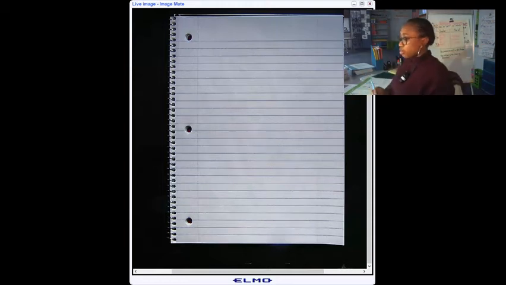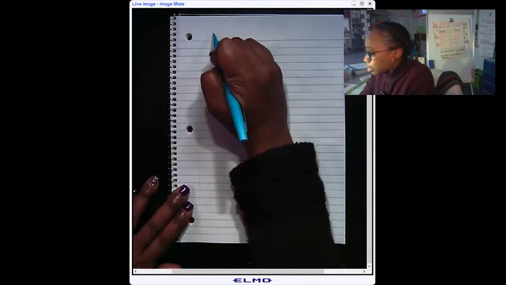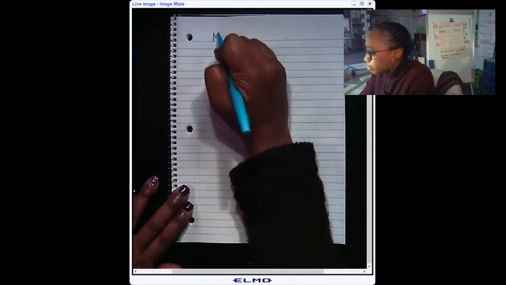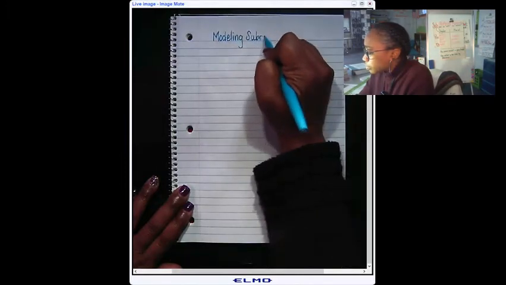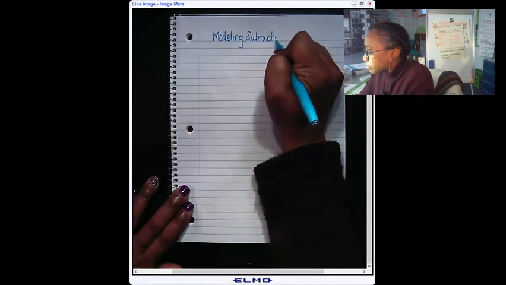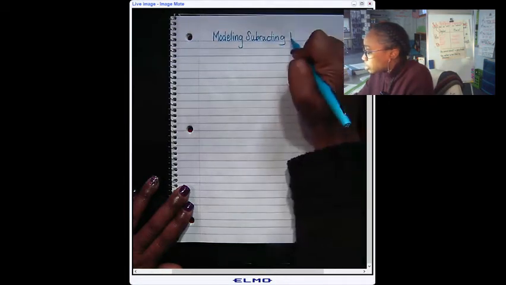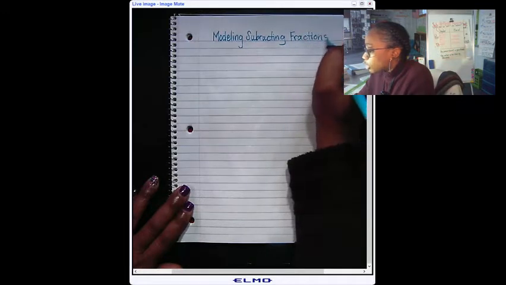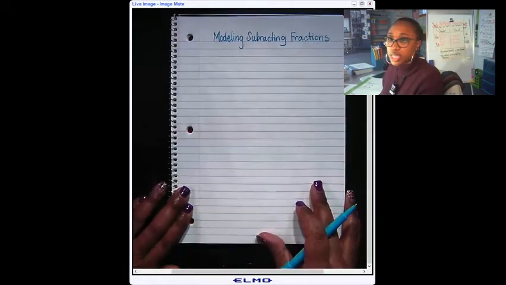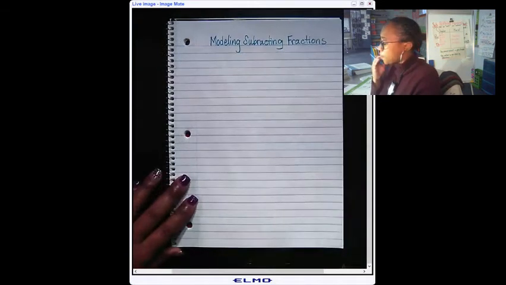Okay, friends, so now that you've watched the video, we are going to take some notes on modeling subtracting fractions. And these models are going to be very similar to the models that we did yesterday.